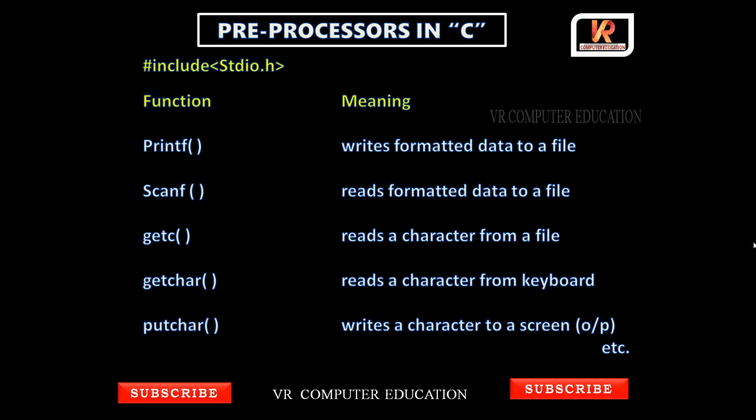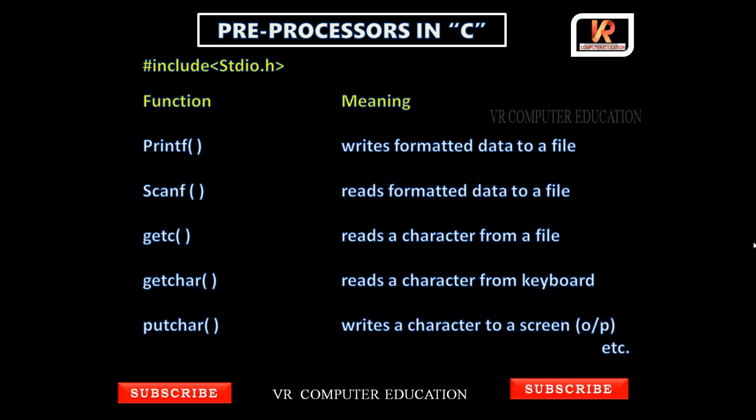Next, getc reads a character from a file. Next, getchar reads a character from the keyboard. Putchar writes a character to the screen, etc. Not only these, there are many functions present in the stdio.h header file. To use these functions in our program, whether printf, scanf, getc, getchar or putchar, the main concept is to include this header file.